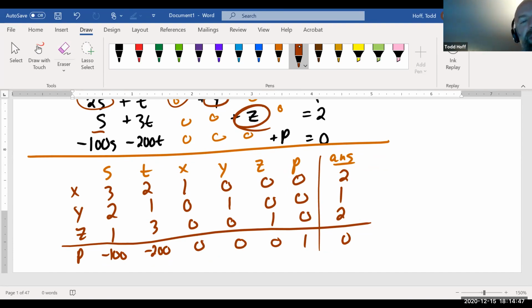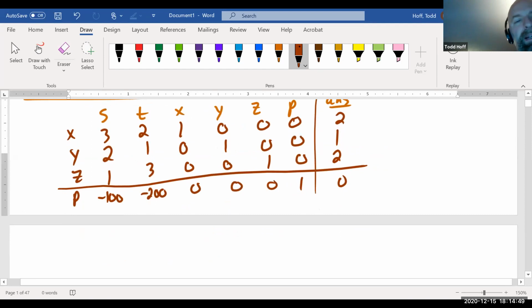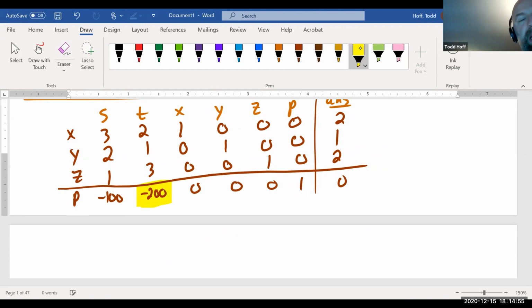So there is my initial tableau. Now we're going to solve this using the standard simplex method, which means I find the largest negative number in the bottom row, which is the negative 200. So this is the column that I'm going to have to pivot around.